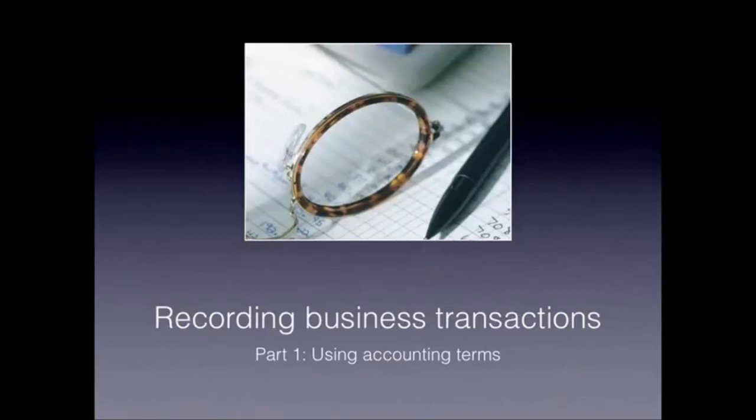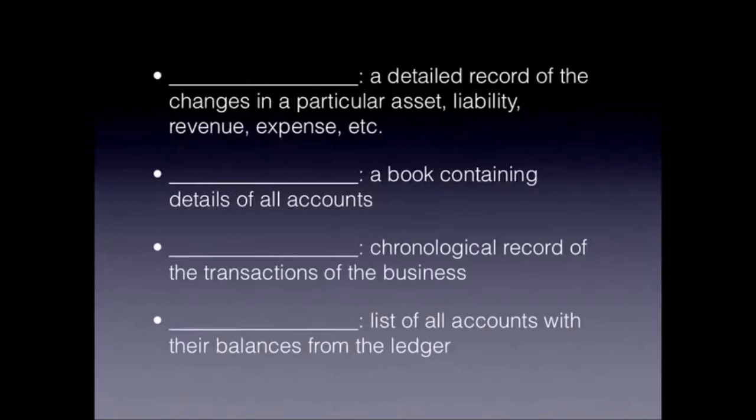Business Transactions series, and here we'll be discussing the using of accounting terms. So the first term is an account. An account is a detailed record of the changes in a particular asset, liability, revenue, expense, etc. That's called an account.